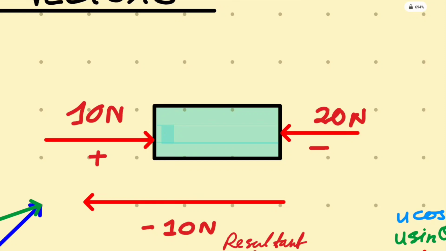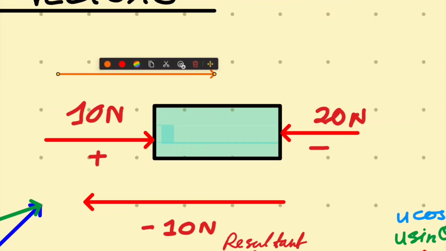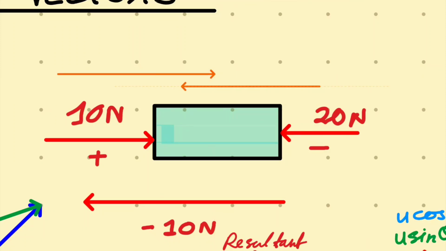A 10 Newton force is being applied from the right and a 20 Newton force is being applied from the left. Now, the forces are opposite, and as the forces have different directions, we assign them different signs to denote the directions. So we are assigning a positive for right and a negative for left.